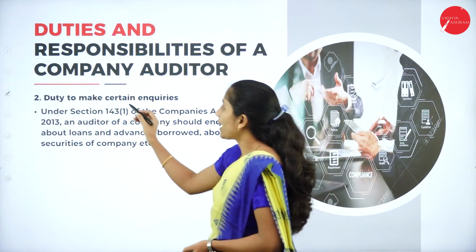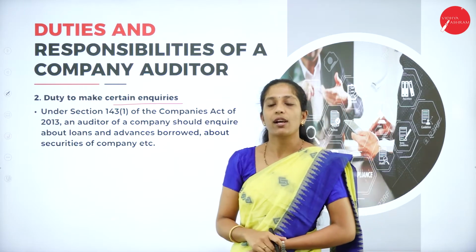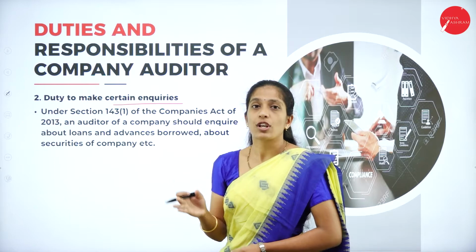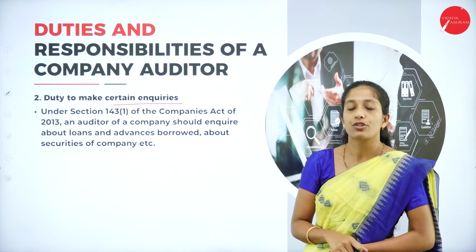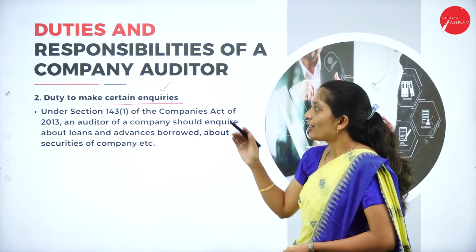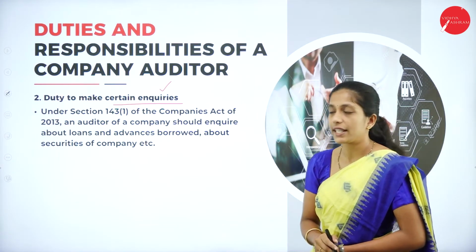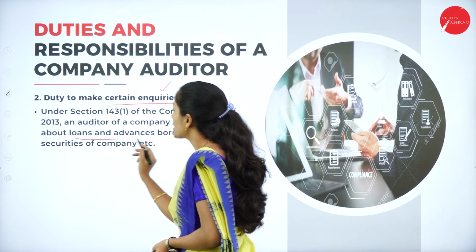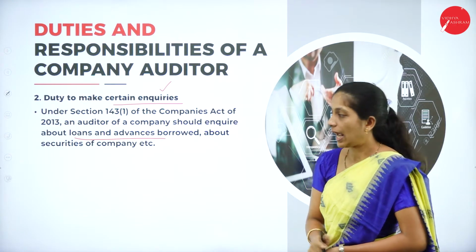Next, the duty to make certain enquiries. Of course, it is a duty of an auditor to make enquiries. It may be physical verification or any other verification relating to books of account. Under section 143(1) of the Companies Act of 2013, an auditor of a company should enquire about loans and advances borrowed, about securities of the company, etc.